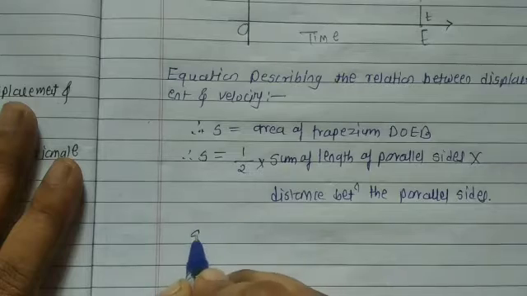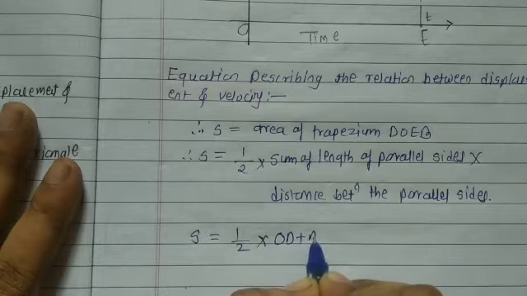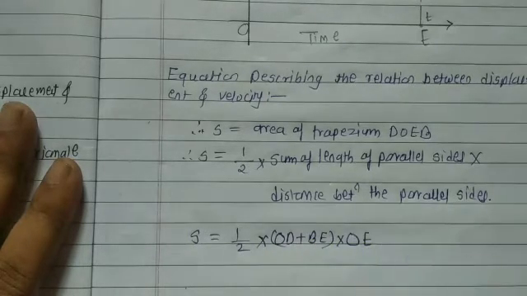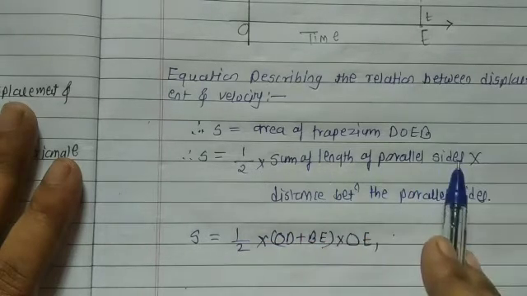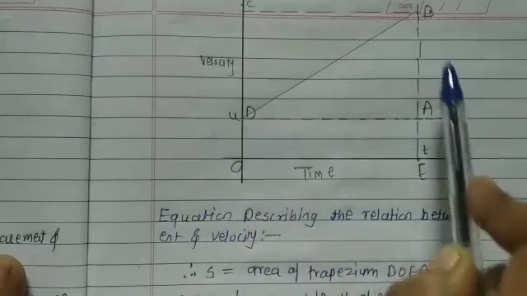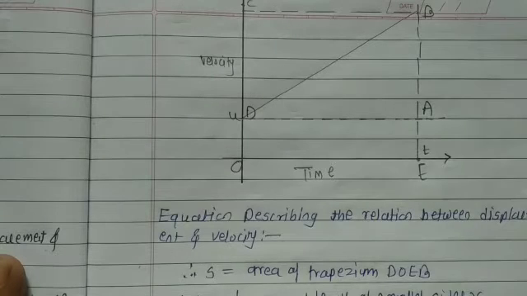So let us take that parallel side. S is equal to 1/2 into OD plus BE into OE. Student, which is that OD plus BE? Sum of length of parallel sides, OD plus BE, parallel sides length into OE. What is OE? Distance between parallel sides. So that distance is OE.